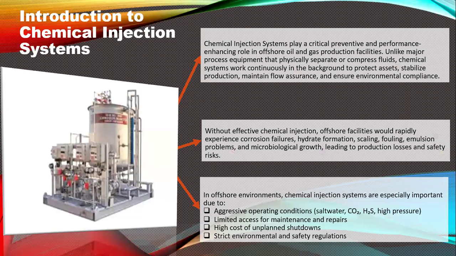So the chemical injection system plays a critical preventive and performance enhancing role, right? It prevents problems and also ensures that the plant performs at its best in an offshore oil and gas production facility. Now, like major process equipment, like your separation, your dehydration, and all the rest, the chemical injection system works continuously in the background. So this one works in the background. Now, everybody might not be seeing what is going on. Like if you're working in a different department, you might not know what the process department is doing to ensure that the plant is working safely.